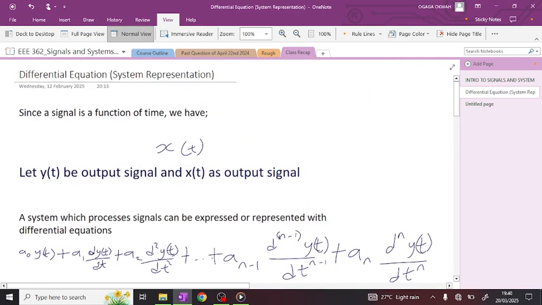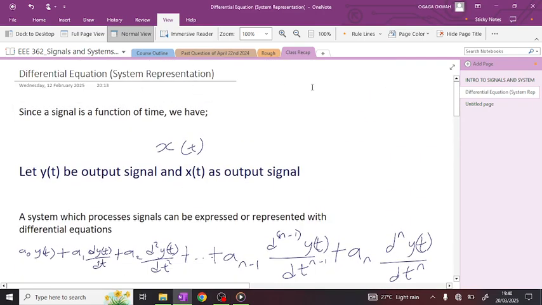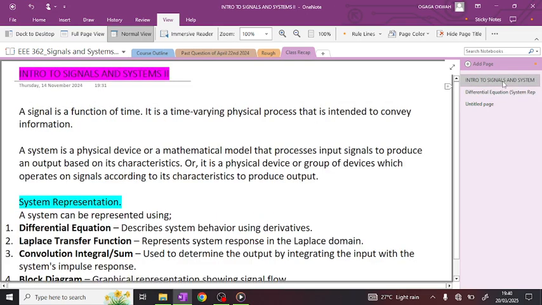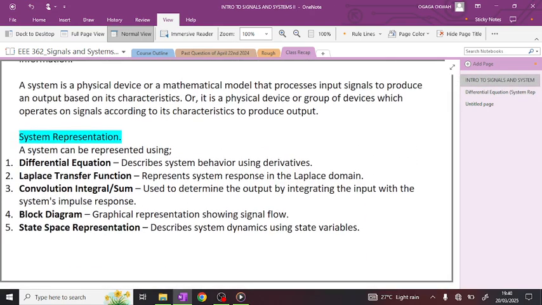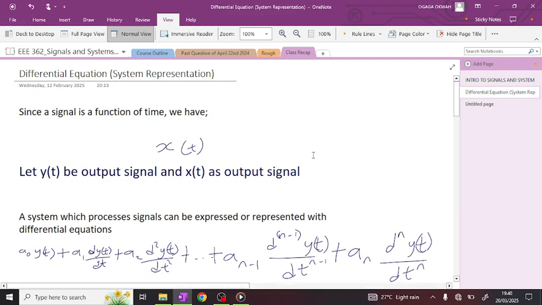And in this video, we are going to deal with something we talked about from the previous video. So in the previous one, we said a system, of course, processes or operates on signals. So systems can be represented as differential equations, as Laplace, convolution integral, block diagram, and then state space representation. So what we want to do in this particular video is the first representation, which is differential equation. That is, we want to represent a system using differential equation.